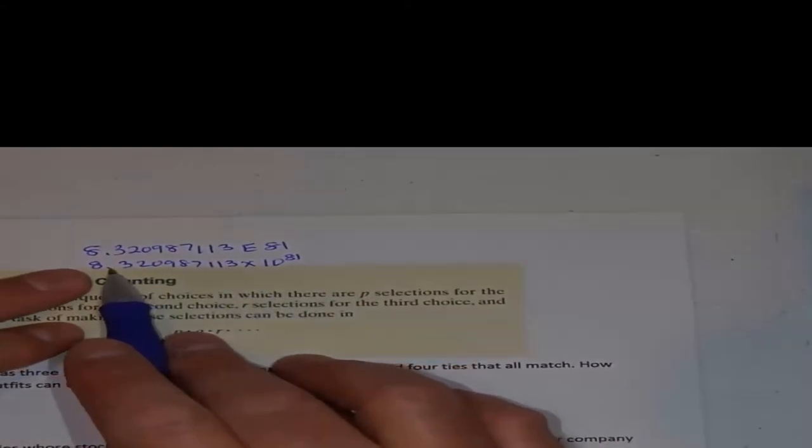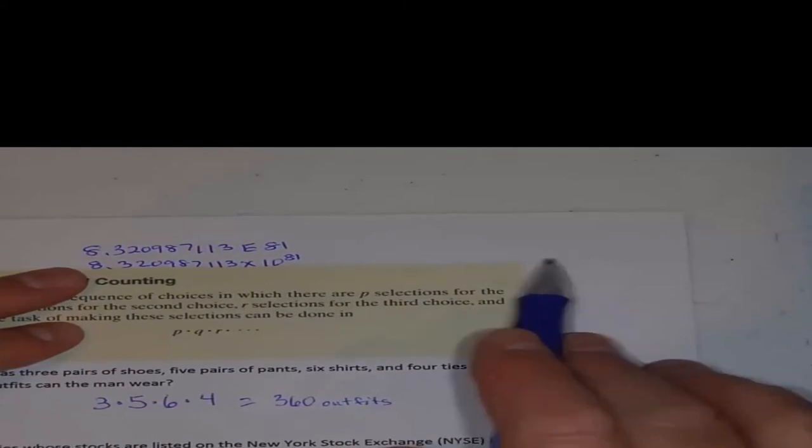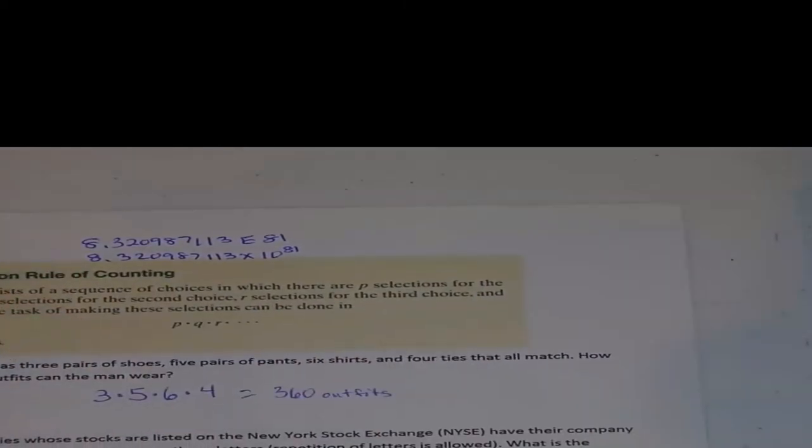Let me come up here so I have some place to write. So 8.3209871113 E81 really means 8.3209871113 times 10 to the 81st power. And that's scientific notation, which really means this decimal point moves to the right 81 places. So that's a really, really big number. 60 factorial is really, really huge. It's consisting of 82 digits. It's huge. So the calculator can handle that big.